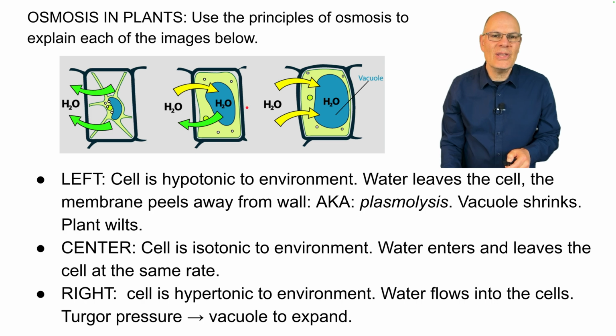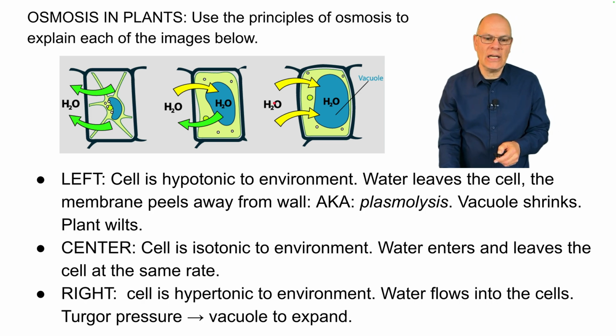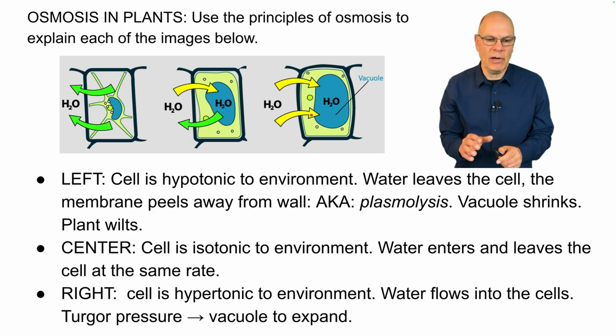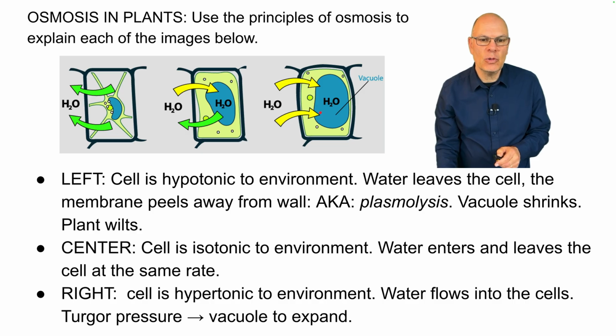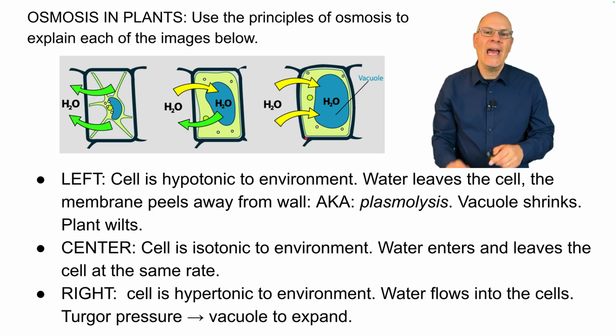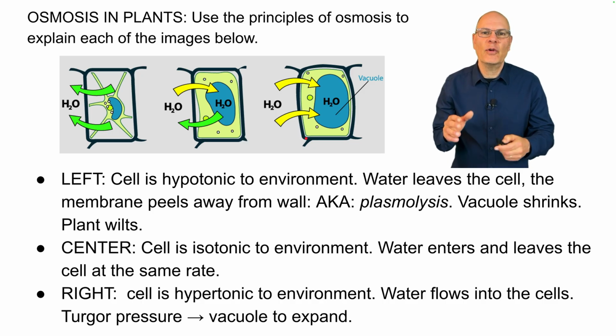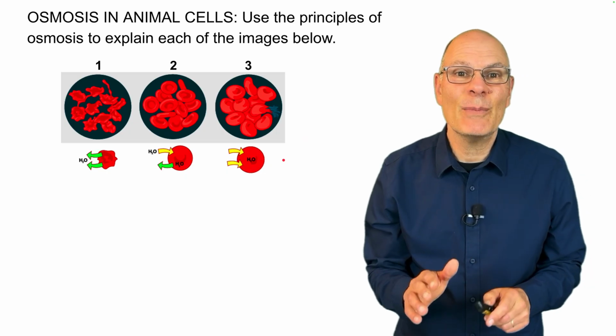And on the right side, the cell is hypertonic to its environment. So water flows into the cell. That osmotic pressure in the case of plants is called turgor pressure. It causes the vacuole to expand. It pushes the membrane against the cell wall. And this is a good situation for plants to be in. It makes them full, firm, happy. They're not wilted.